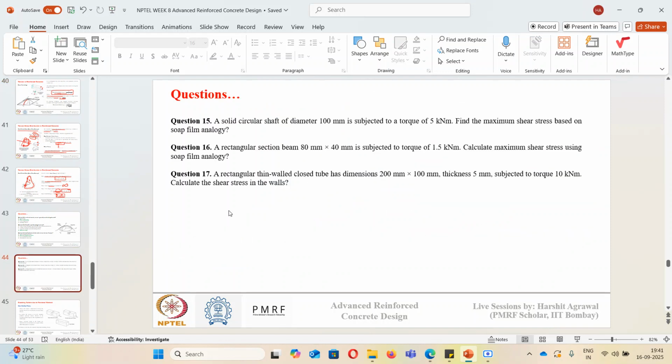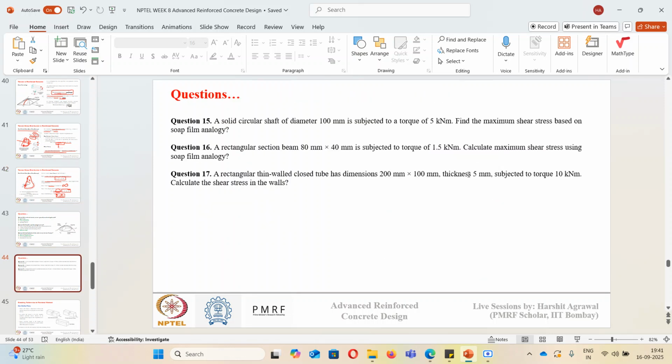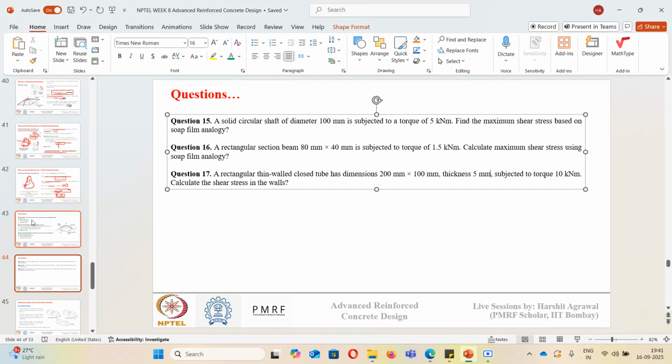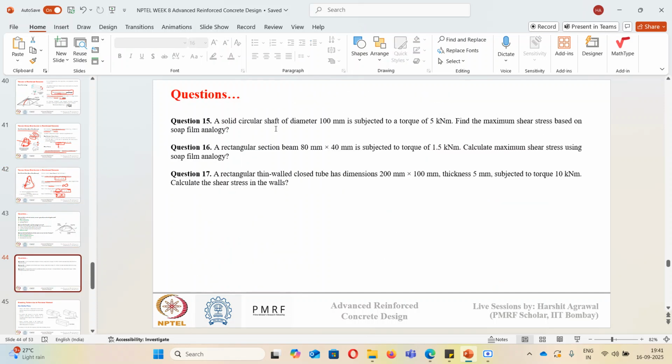In the third question, on thin wall tube theory, the dimensions are given to you, and thickness is given to you. For this, you can estimate A naught. A naught is the enclosed area of the rectangle after subtracting the thickness from each dimension, and t is given to you. These are very simple questions related to these three theories. I will expect you to give it a try and solve these three questions on your own.